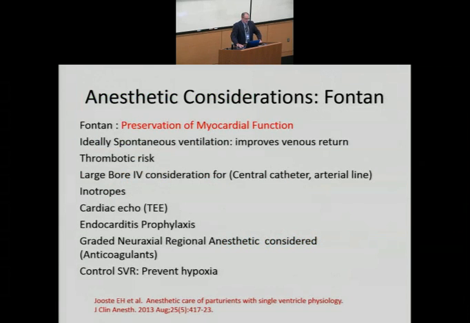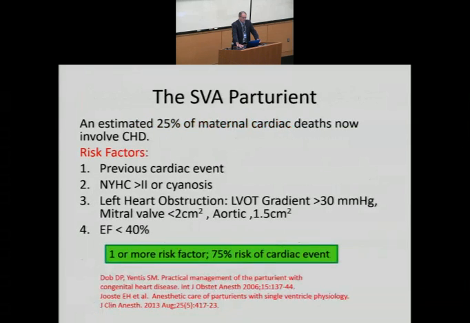So really we just want to preserve the myocardial function. We don't want to do anything that's going to make them worse. We think about the thrombotic risk, central lines, inotropes, endocarditis prophylaxis. Graded neuraxial anesthetic is very reasonable, but if they're on warfarin, you may need to stop that and bridge them to heparin. It all depends on what the procedure is and whether there would be a benefit from a regional procedure, but there often is. And we need to control the SVR and prevent hypoxia.